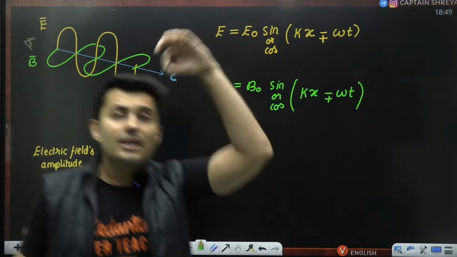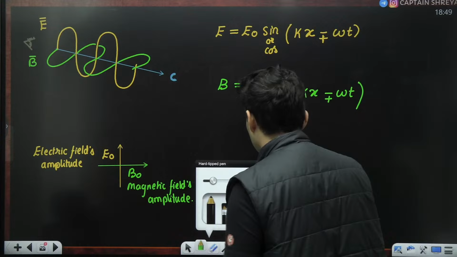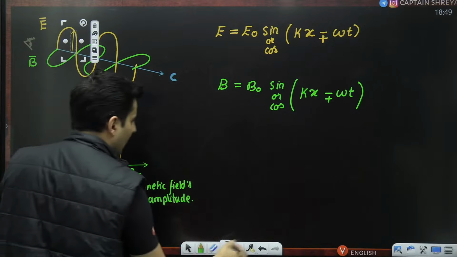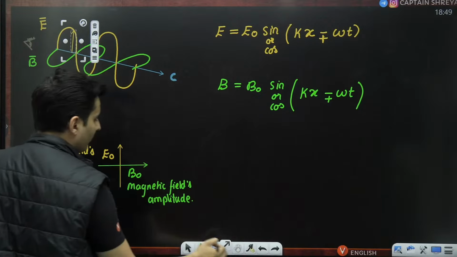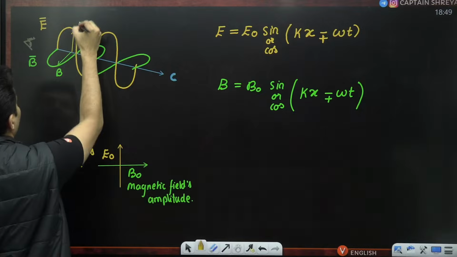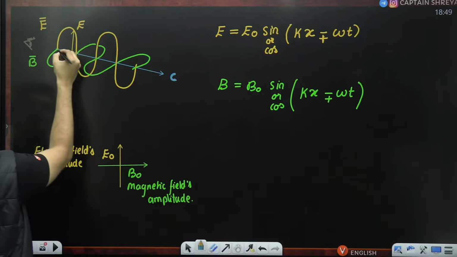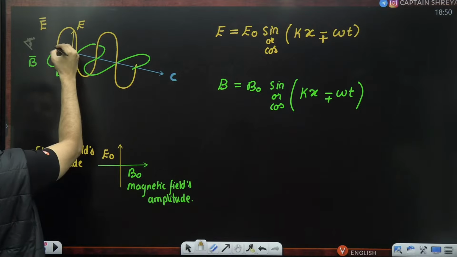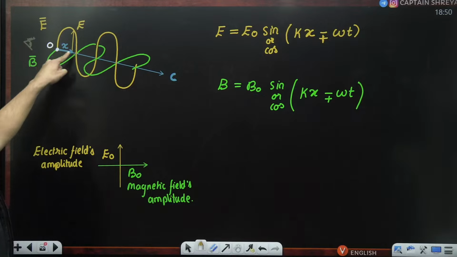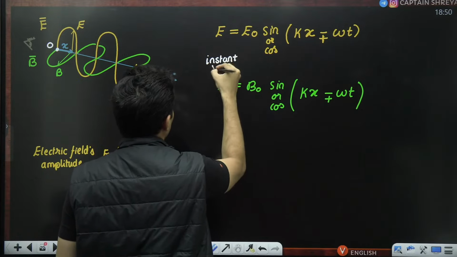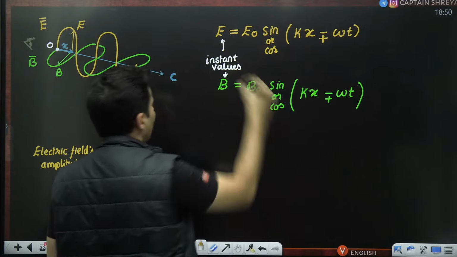What is E and B? E and B are the current values of the electric field and the magnetic field. Meaning, say for example, you are somewhere over here and you are interested in what the magnetic field and the electric field are at this location, and this point is at some distance from the origin. That distance is basically x. This was, let's say, our origin. x is how far you are from the origin. So at that location, these are the instantaneous values of the electric field and the magnetic field.